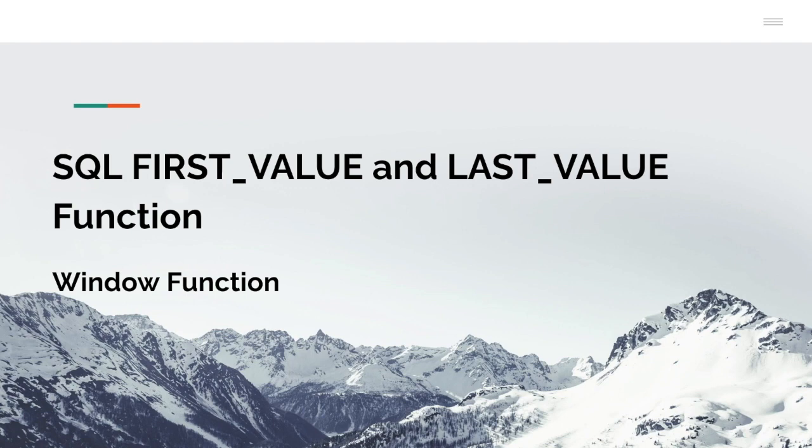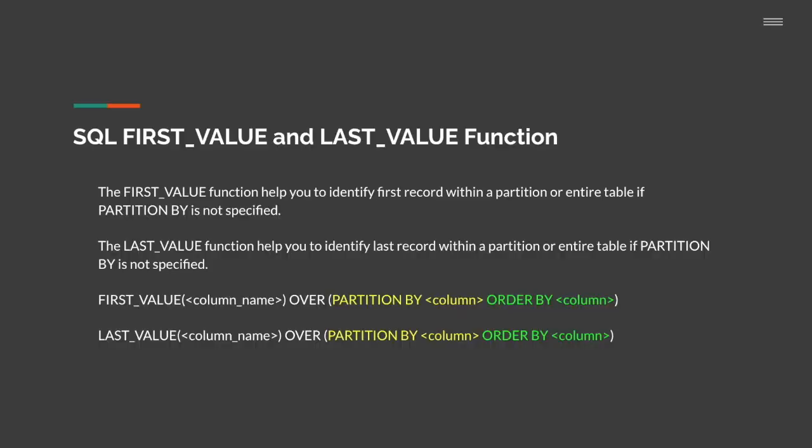Let's take a look at how to use the first value and last value function available in SQL. The first value function helps you to identify the first record within a partition, or the entire table if a partition by is not specified. The last value function is very similar to the first value function. However, it focuses on identifying the last record within a partition, or the entire table if the partition by is not specified.